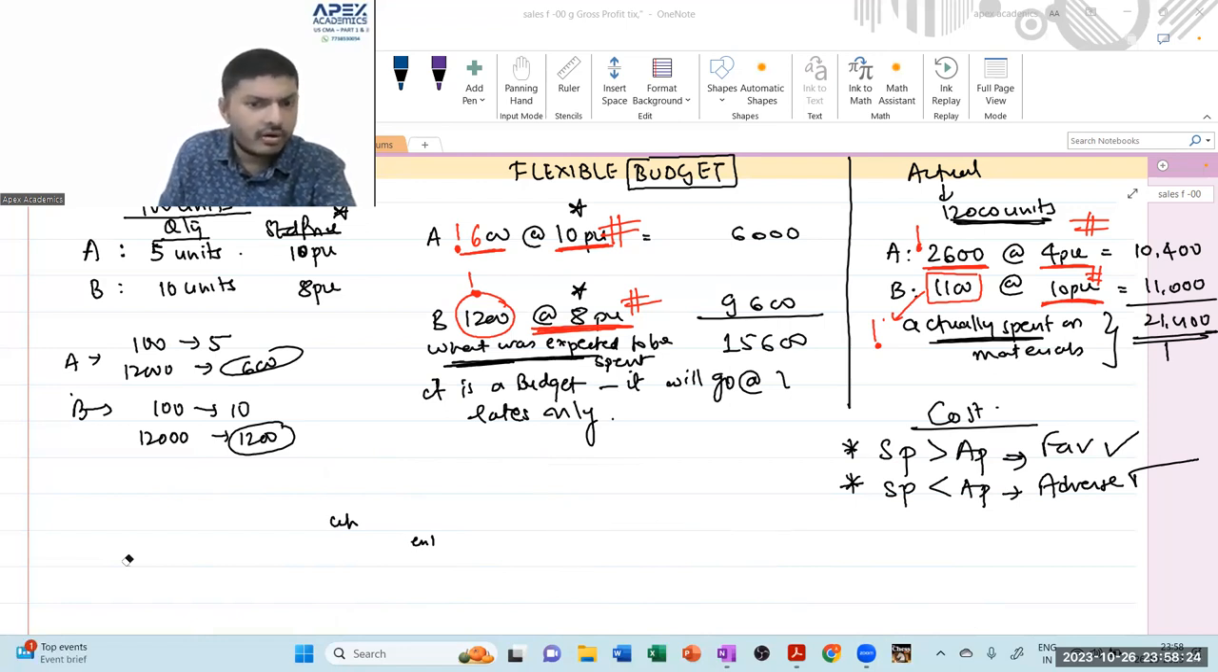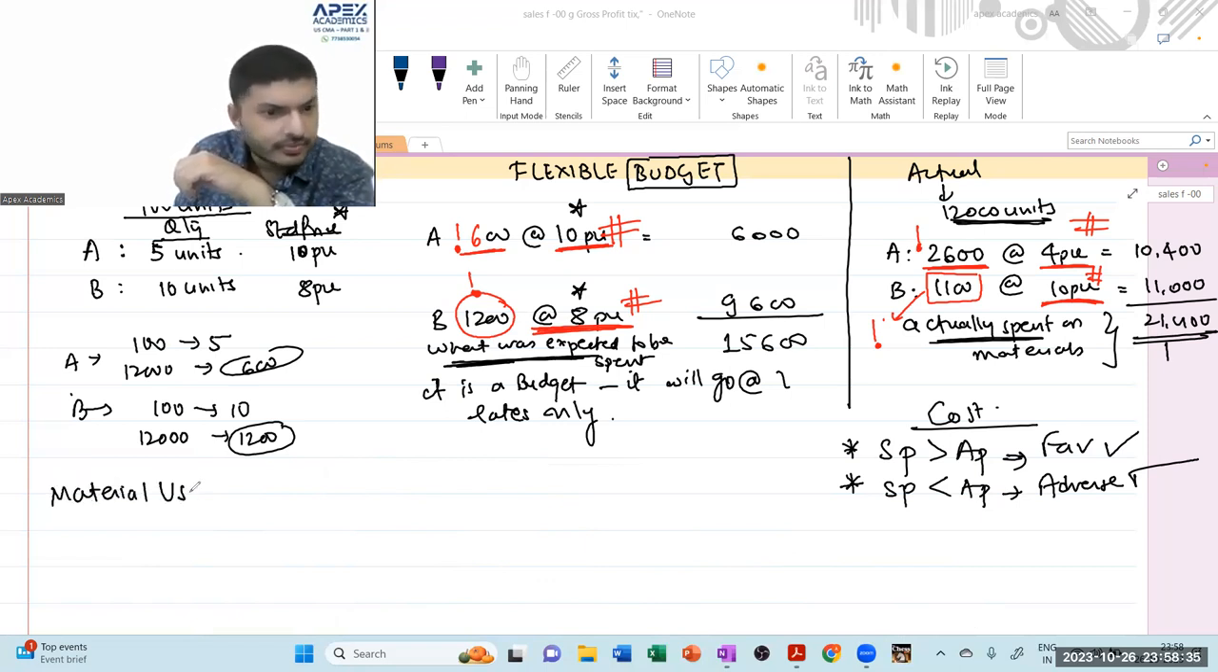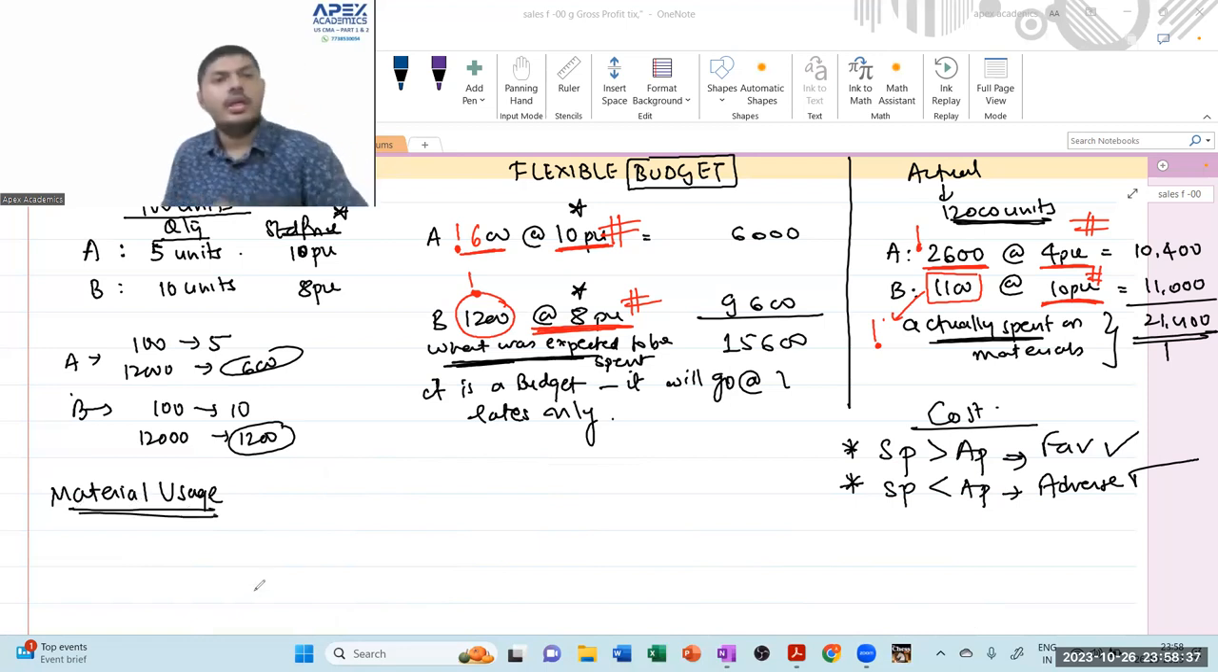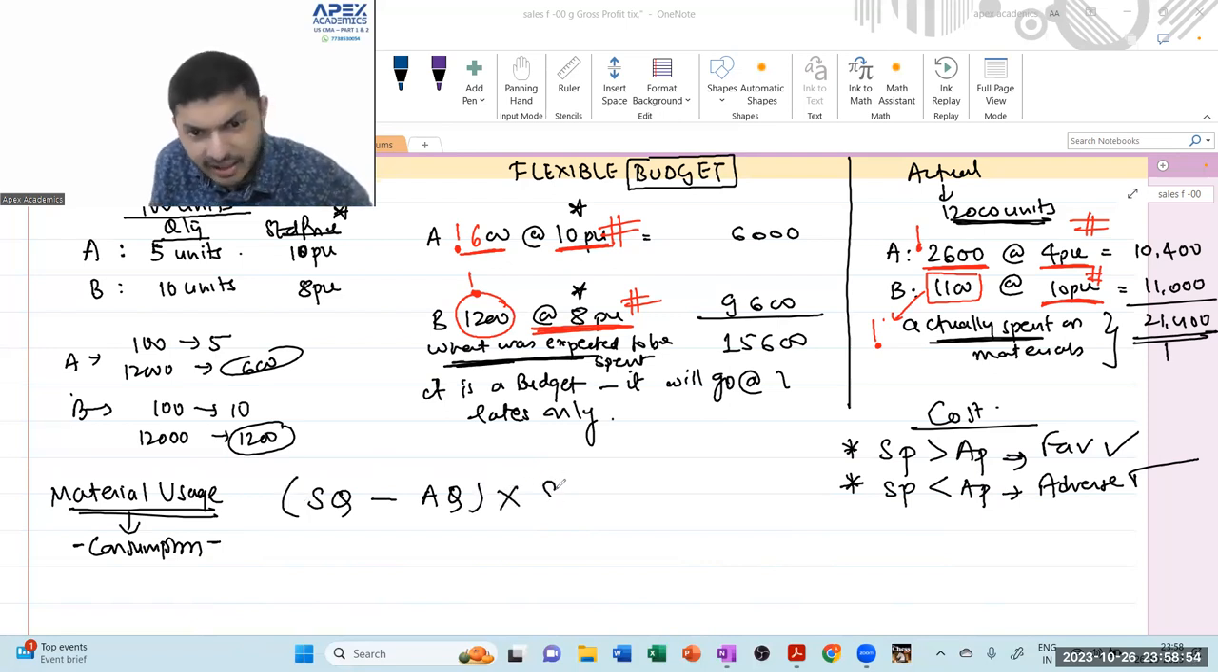Now, we go and speak about material consumption, also called material usage. Now, material usage is based on consumption. What do I mean by consumption? How much did I think I should have consumed, the standard quantity, versus how much I actually consumed, the actual quantity, multiplied by standard price. Why standard price? The idea here is not to penalize for price. The idea here is to penalize for consumption.